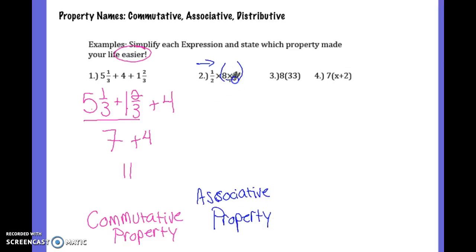So I grouped them. 7 times 8 is 56. 1/2 times 56 is 28. That made my life a little bit easier.